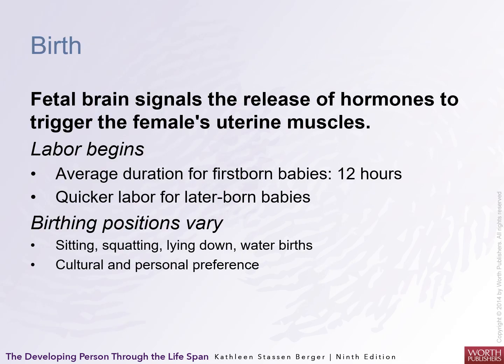At birth, the fetal brain signals the release of hormones to trigger the female's uterine muscles. Labor begins. The average duration for the firstborn is about 12 hours, with quicker labors for later born babies or multiple babies. Birthing positions vary from sitting to squatting to lying down to water births. A lot of this has to do with personal preferences, at least in Western culture, and some cultural practices as well.